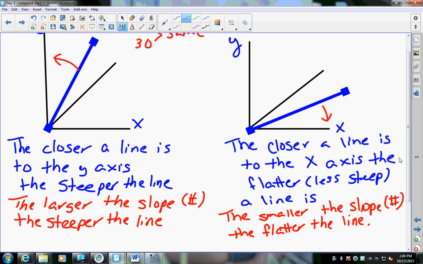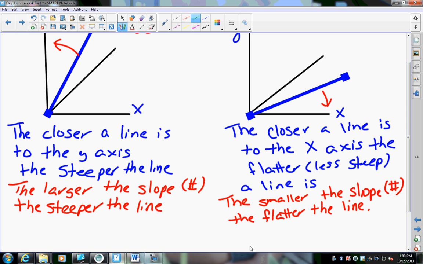For example, especially when it's a fraction close to 0. A slope of a horizontal line is 0, remember? So the closer a slope is to 0, for example, 1/2, 2/3, -1/4, the flatter the line. You can help remember that fraction starts with F, flat starts with F. All right, these are just some notes to help you remember the steepness of a line.